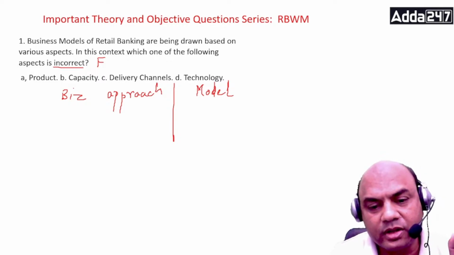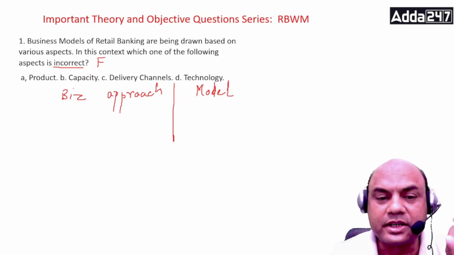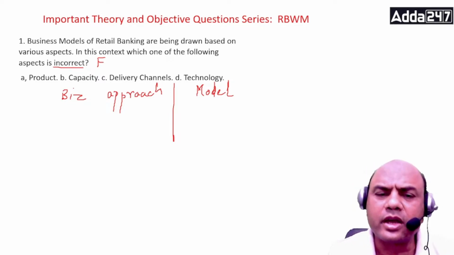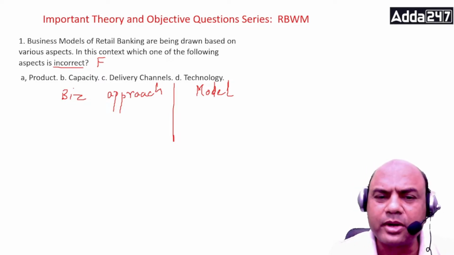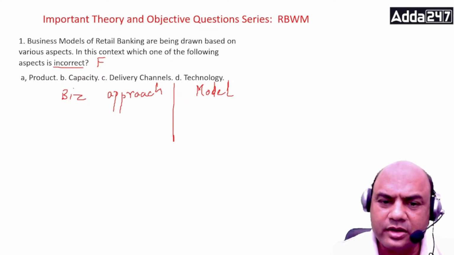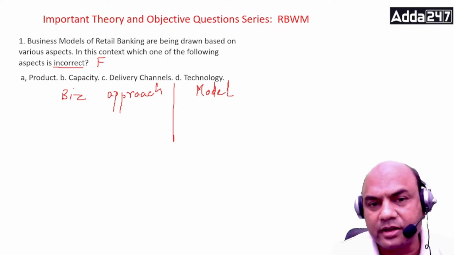The point over here is to always understand what is capacity. What is product? Product means what products you are having. Not a single product, it can be multiple products. So what products do you have? Obviously it will depend on it. I'll come to capacity later.